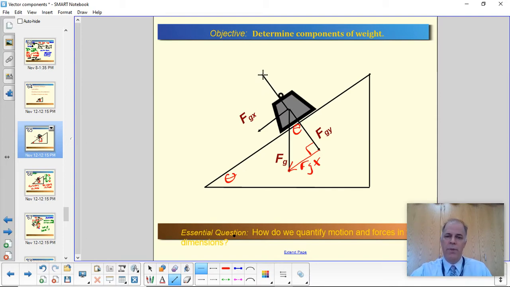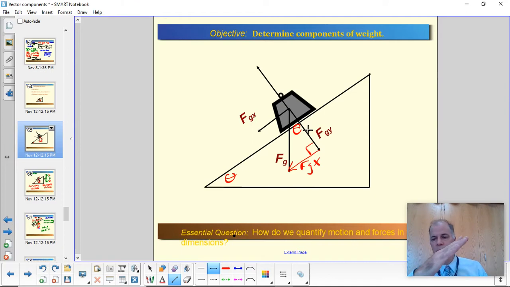There's a vector working up in this direction, which should have an arrowhead on it. Let's try that again. Put an arrowhead on this. There's a force vector acting on the mass, which is the normal force. It's the force applied by the ramp itself, which, as you recall, acts perpendicular to any surface.